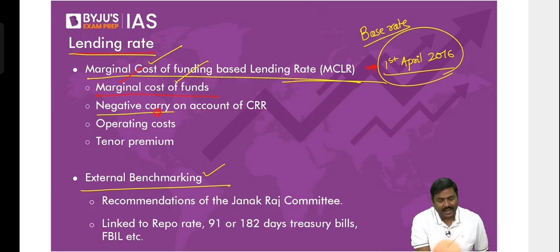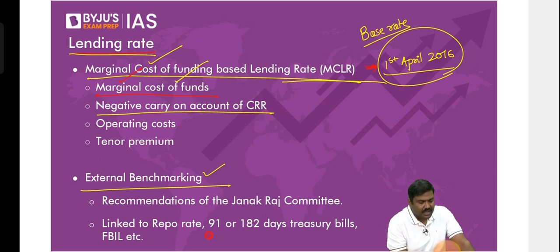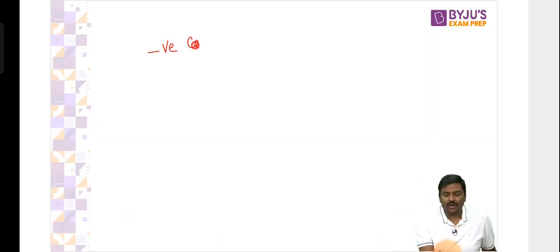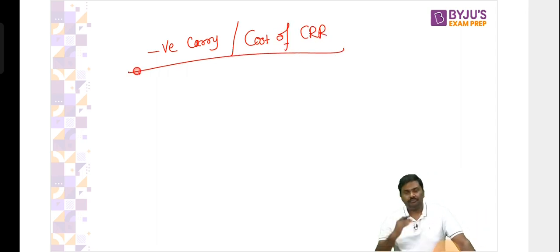Second one, negative carry on account of CRR. What do you mean by negative carry on account of CRR? Either they will use the term negative carry on account of CRR, or else they will use the term cost of CRR. CRR is the cash reserve ratio. Let's start.